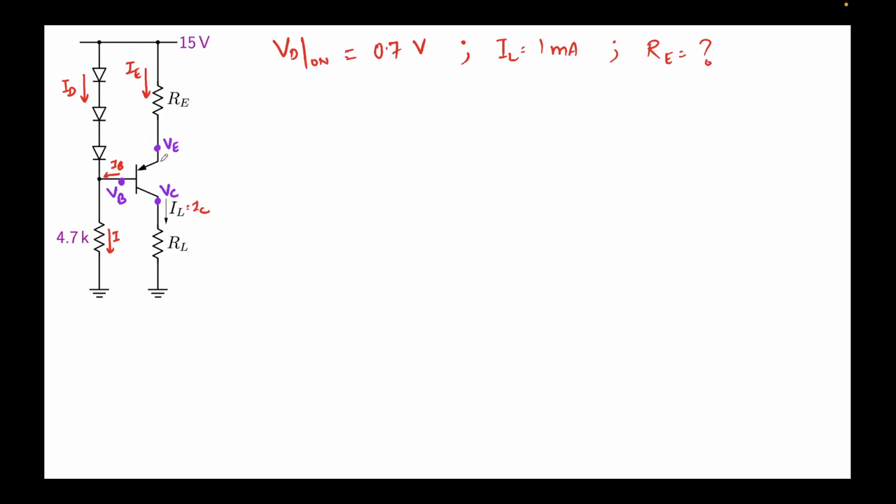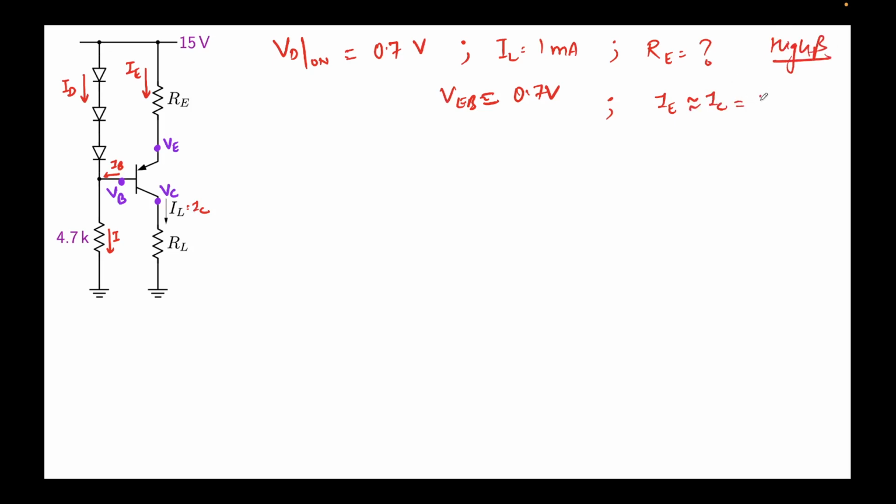The very first thing that we'll do is we can clearly write that VEB, remember this time it is VEB, is equal to 0.7 volts, and also I'll simply say that IE is approximately equal to IC. IC is nothing but IL. Why? Because I'm assuming high beta.